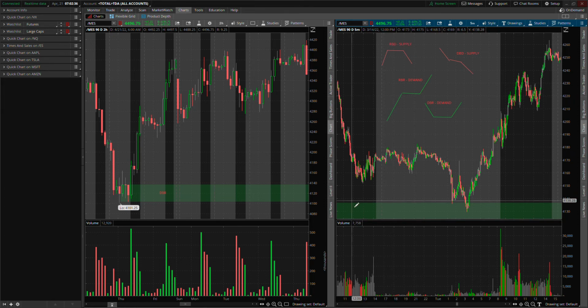So these are your four formations. Anytime everybody talks about demand or supply, it's either one of these four. There's only two formations on the demand side, two formations on the supply side.